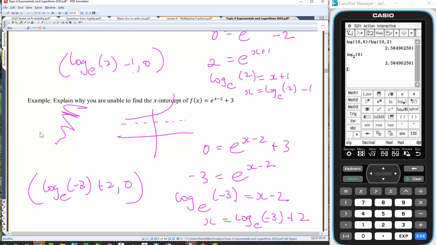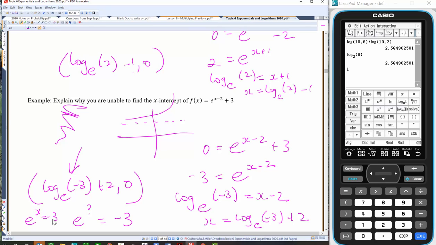So, broken question? No, that's a correct question. It doesn't have an x-intercept. Why did we find one? Well, we didn't. This does not exist. e raised to what power will give me -3? e raised to what number will equal -3? Well, this is like e to the x equals -3.